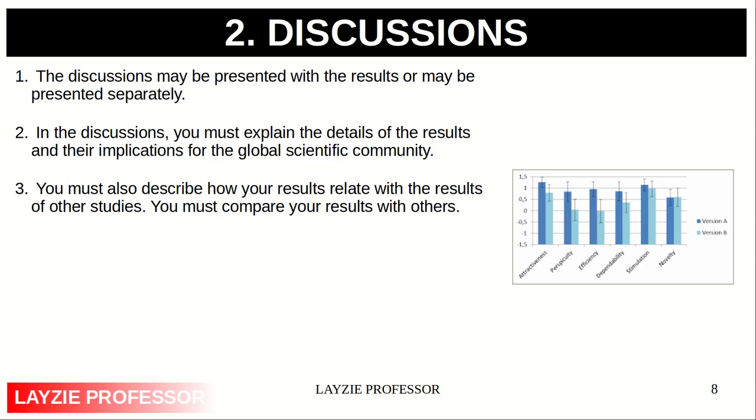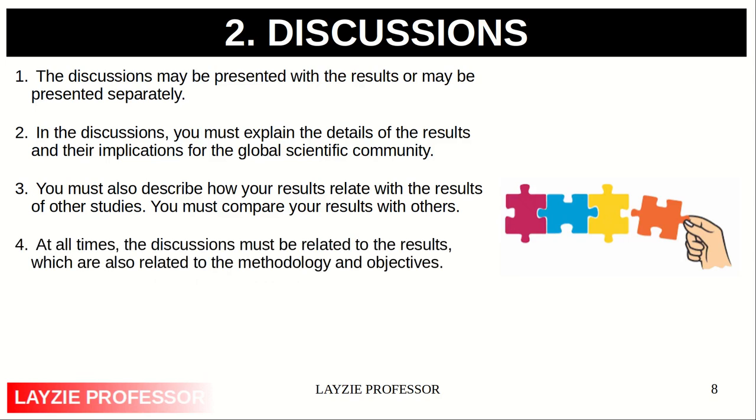And here in the discussions, you must also be able to compare your results with the results of other studies. And at all times, your discussions must be related to your results. And your results must also be related to your methodology and your objectives. So that relationship right from objectives must be there. Each objective must have a corresponding method, which is leading to a corresponding result, which is actually being discussed. So the discussions would also flow for each objective and each method and each result.